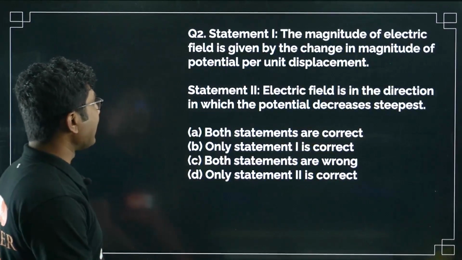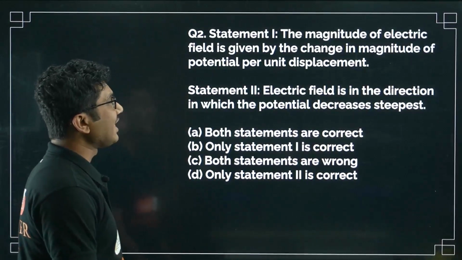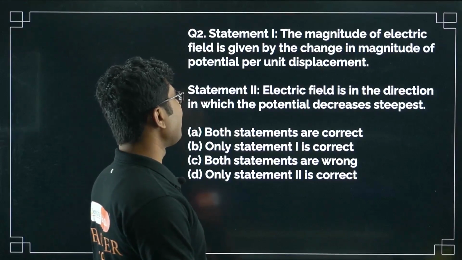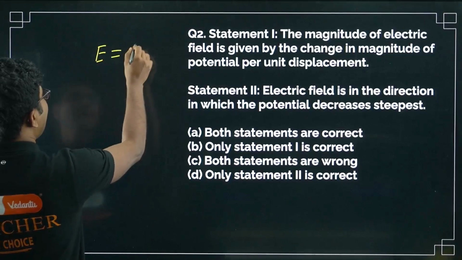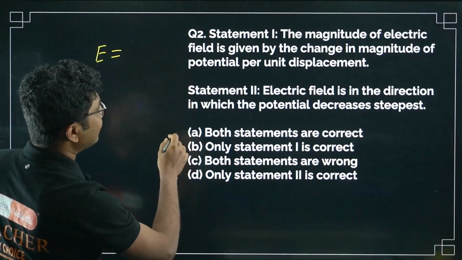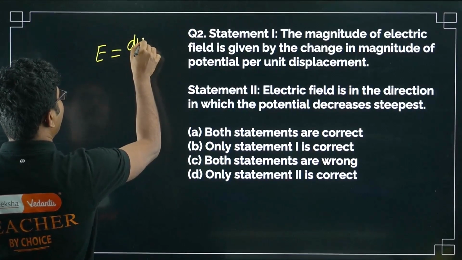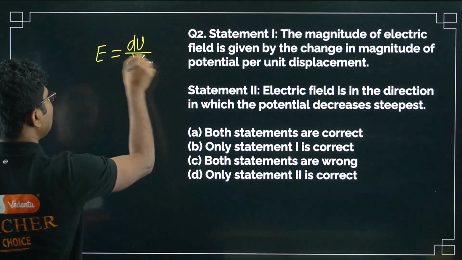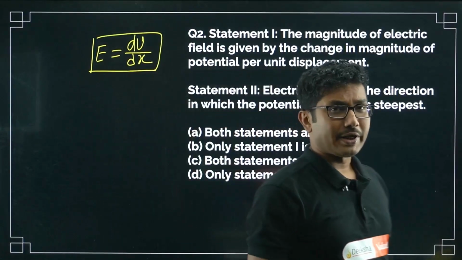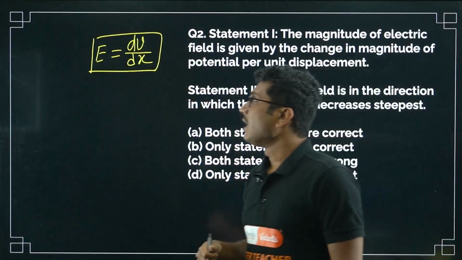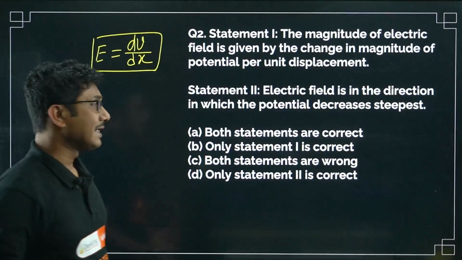There are two statements given. First statement: the magnitude of electric field is given by the change in the magnitude of the potential per unit displacement. So the magnitude of electric field is given by the magnitude of change in potential per unit displacement, so dV by dx. Okay, so this is the statement. Definitely this is a correct statement because electric field is basically dV by dx or delta V by delta L that you have done in your textbook.